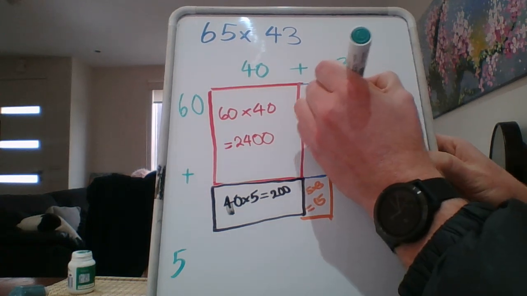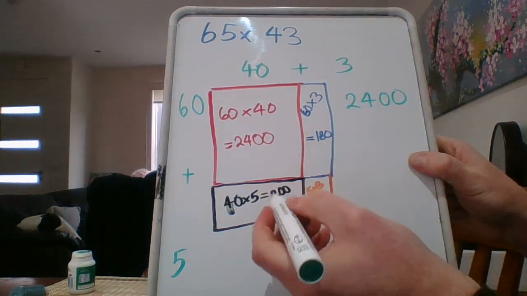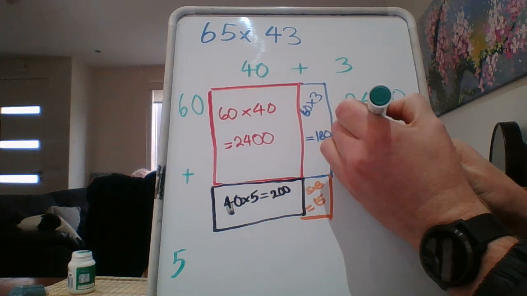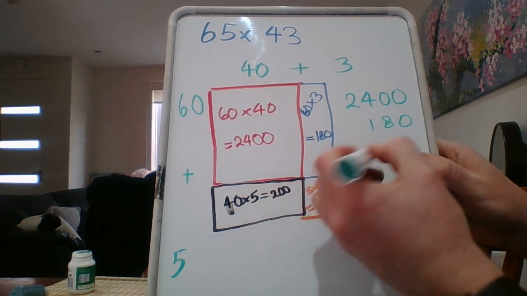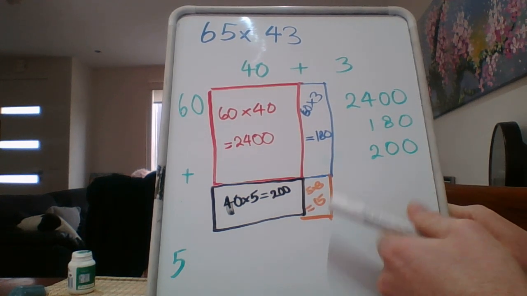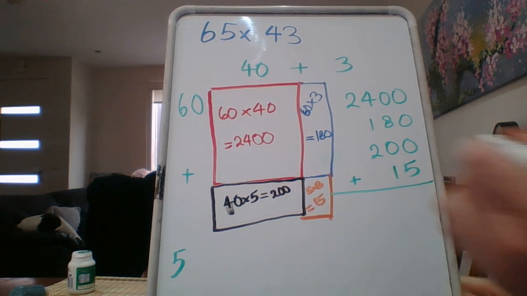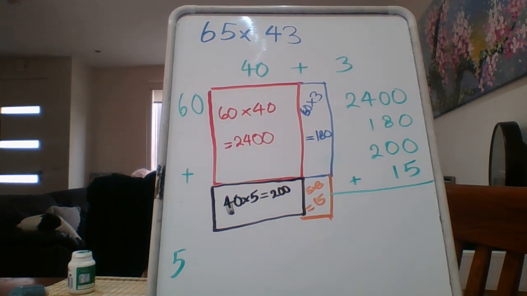So I've got 2,400 squares in here. I've got 180 squares in here. I've got 200 squares in here. And I've got 15 squares there. All I need to do now is add all of those together to find how many squares there are.